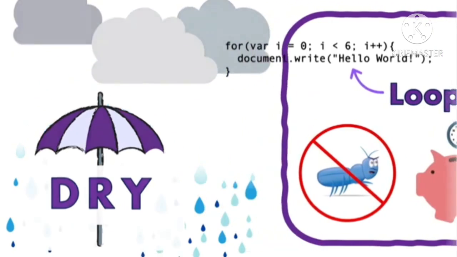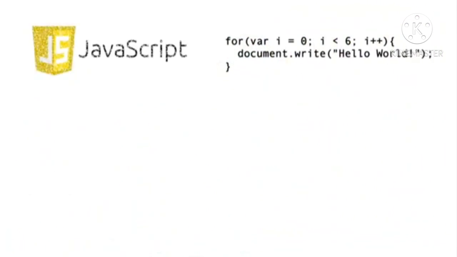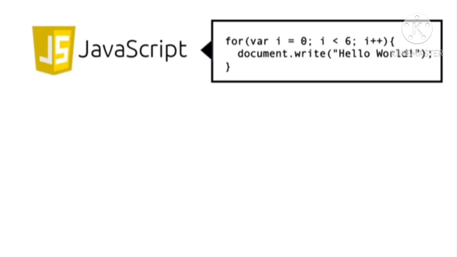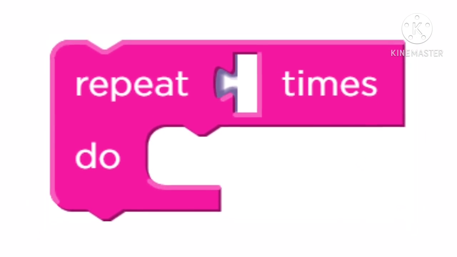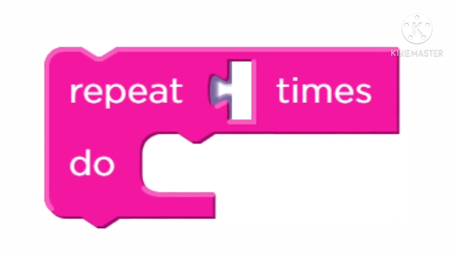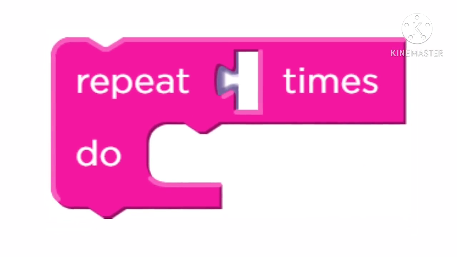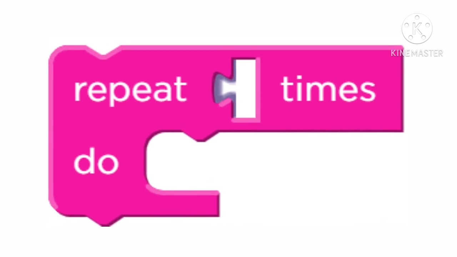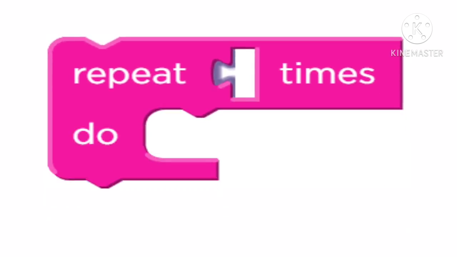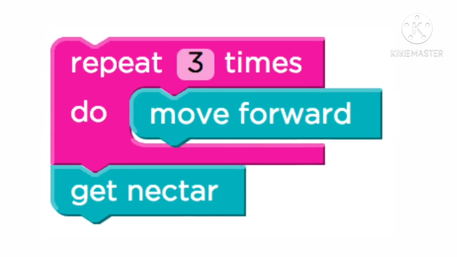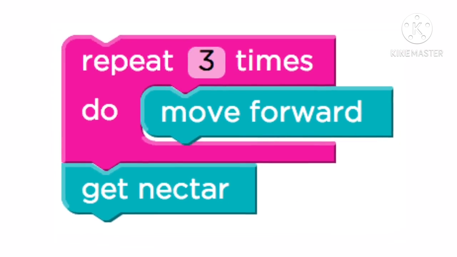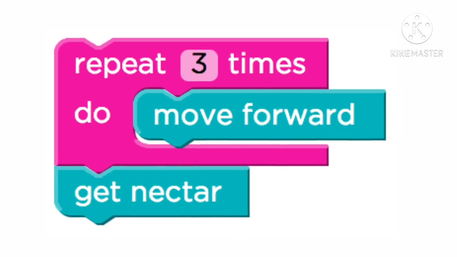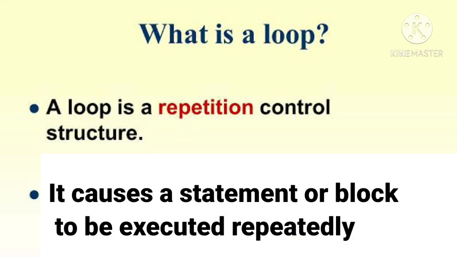So what does a loop look like in a program? Well, in JavaScript, loops look like this. This code will loop 6 times. But in the Code Studio, this is what we use to program a loop. And this is called the repeat block. This loop will repeat commands put inside it a certain number of times to achieve an outcome.